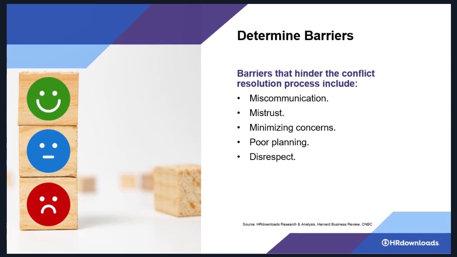Minimizing concerns. This happens when somebody acts as though another person's concern is insignificant or unimportant or not as valid as their own. Poor planning, so failing to anticipate another person's response to potential conflicts. And then disrespect, so failing to treat the other person with respect, even if we're stressed out or in the heat of the moment. One or more of these barriers could be creating an impasse in workplace conflicts.